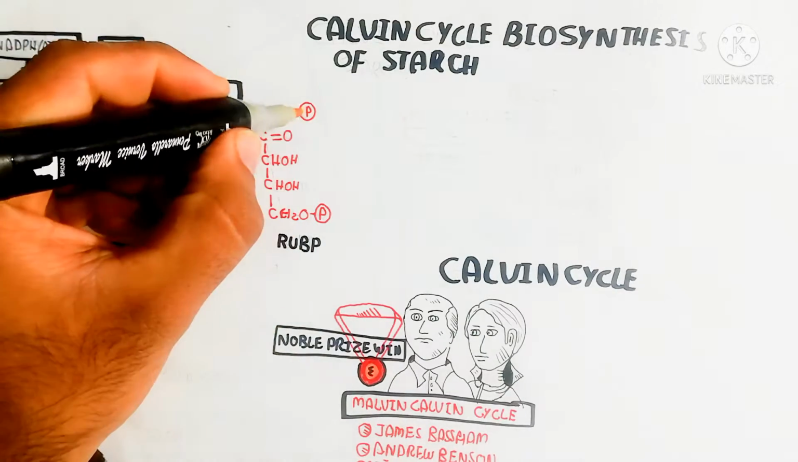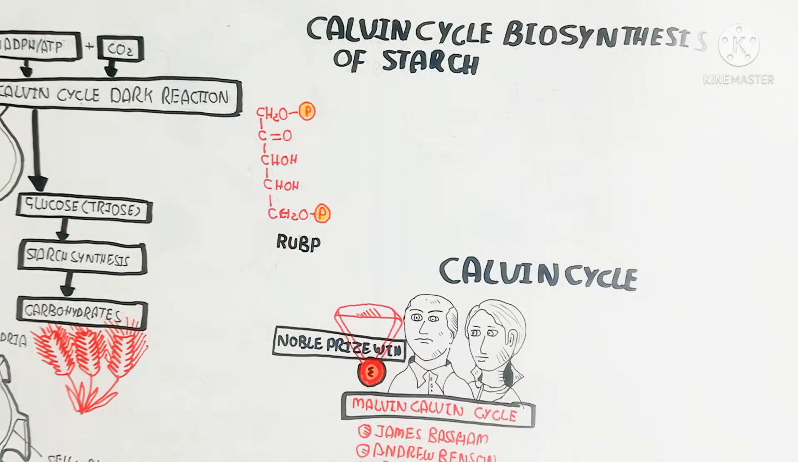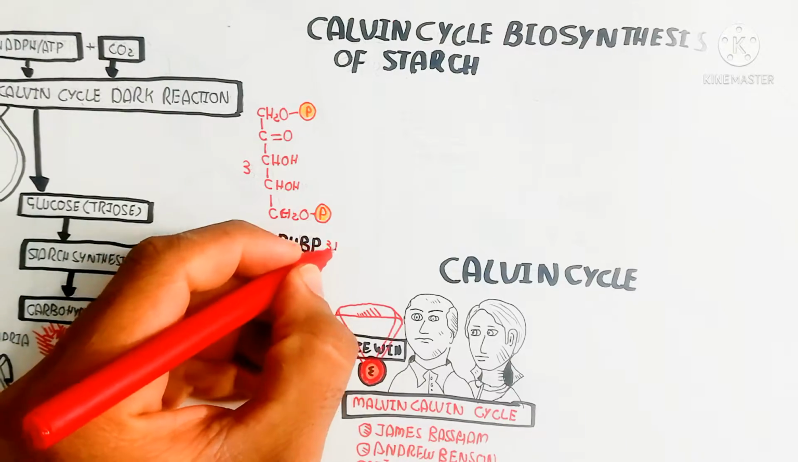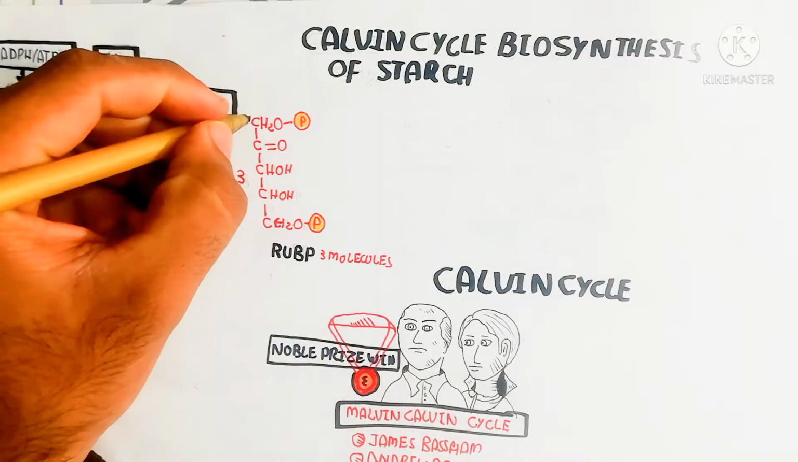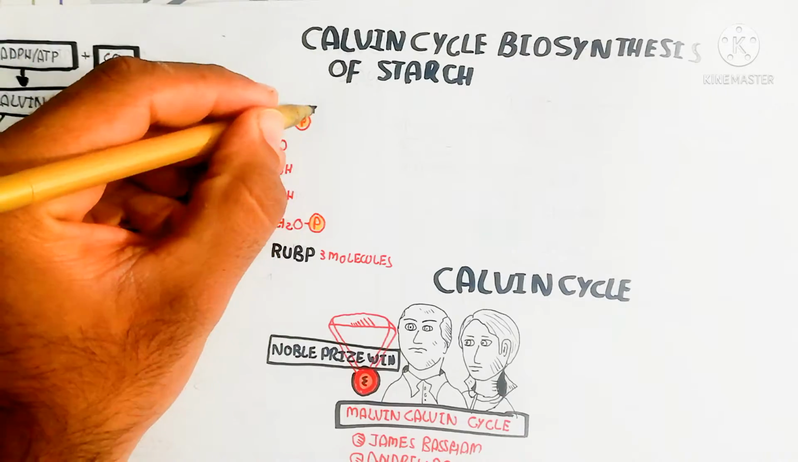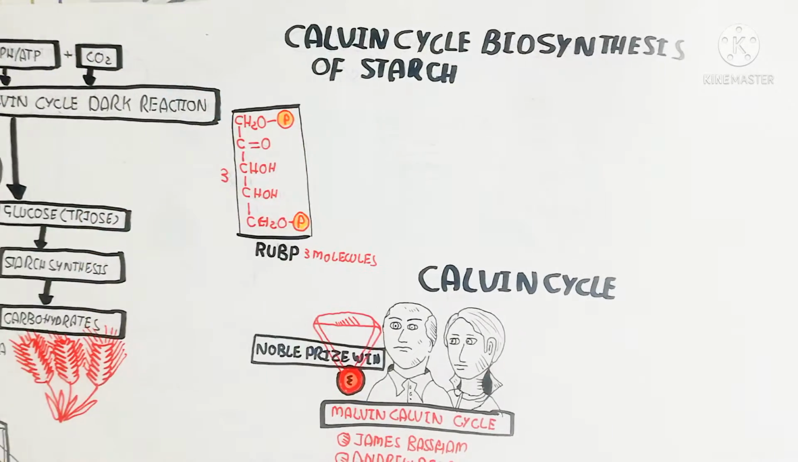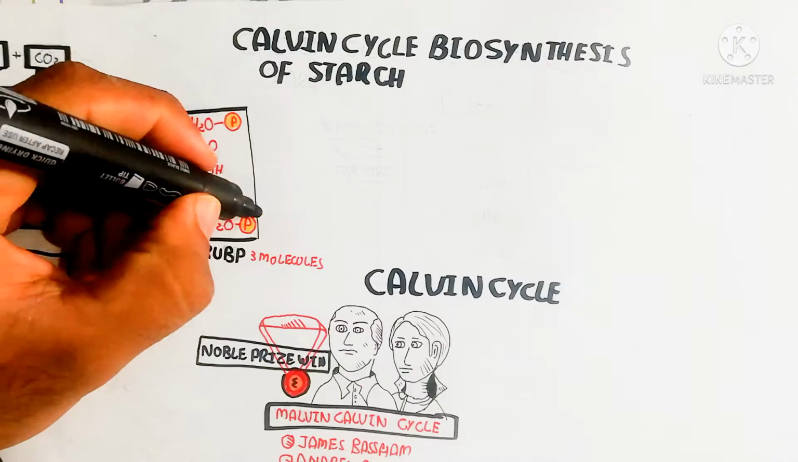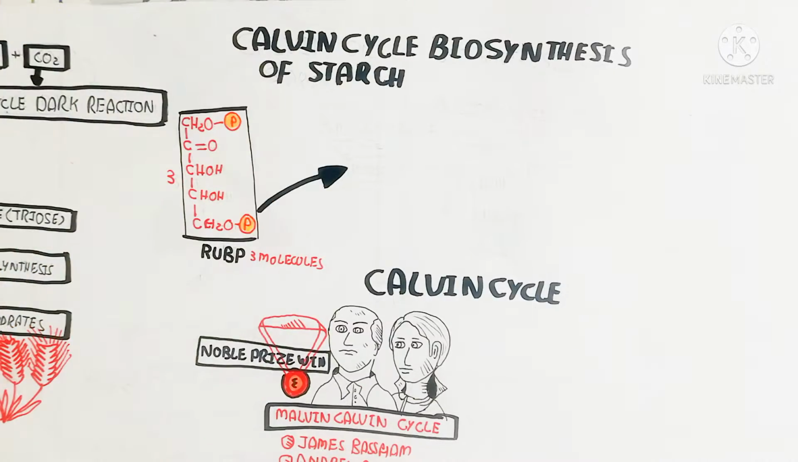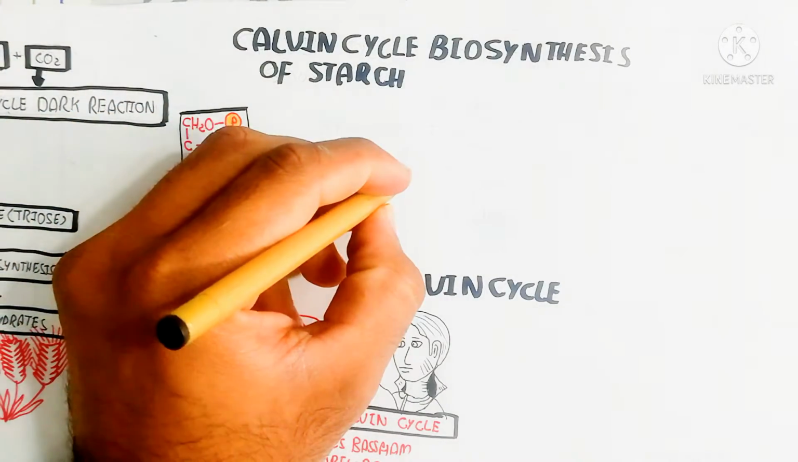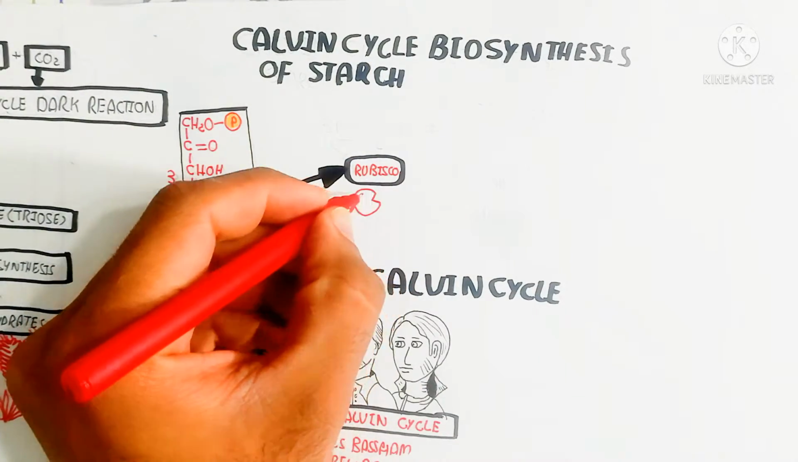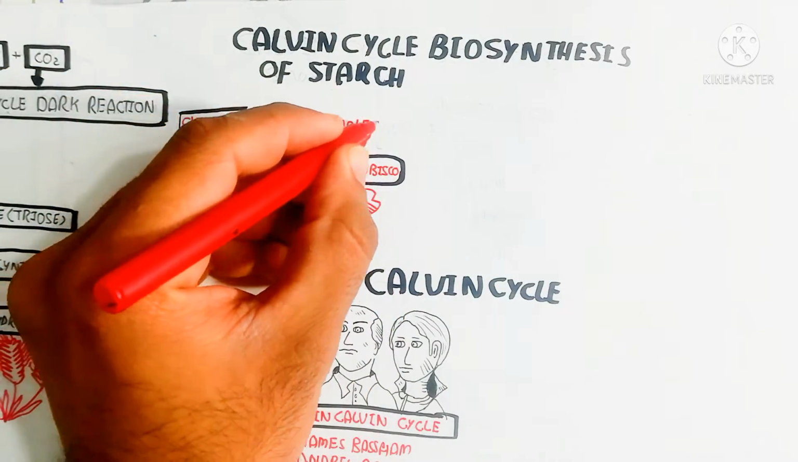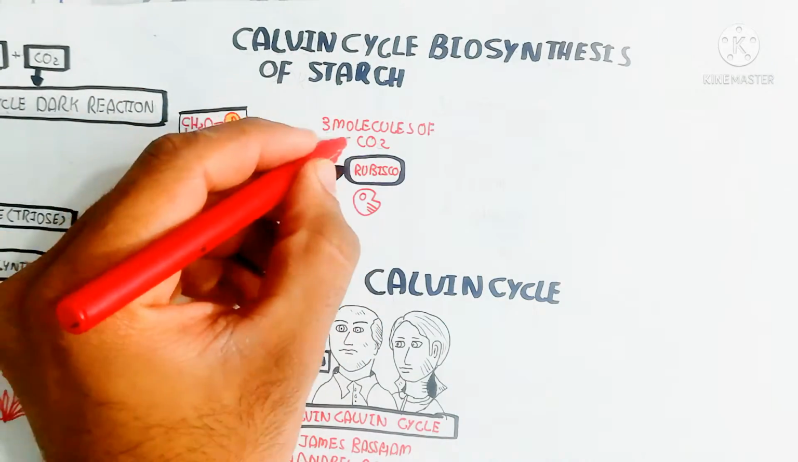For example, there are 3 molecules of RuBP, ribulose bisphosphate, which will fix the 3 molecules of carbon dioxide in the presence of the Rubisco enzyme. The Rubisco enzyme is very important throughout the cycle for fixation of the 3 molecules of carbon dioxide. In this way, after the fixation, it dissociates into 6 molecules of 3-phosphoglycerate.